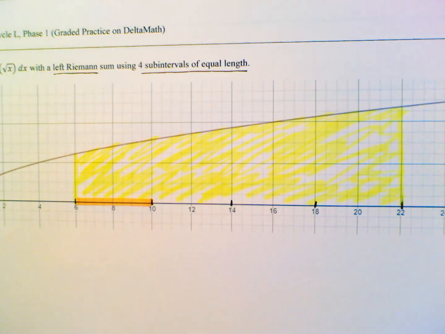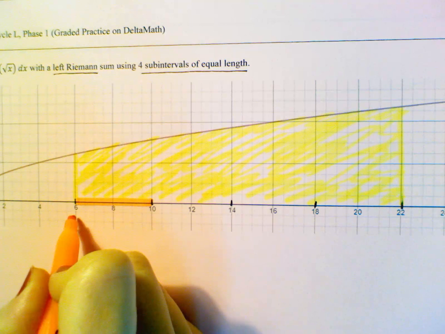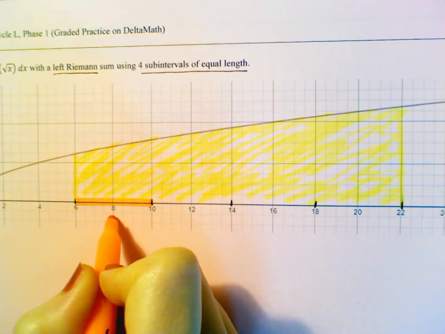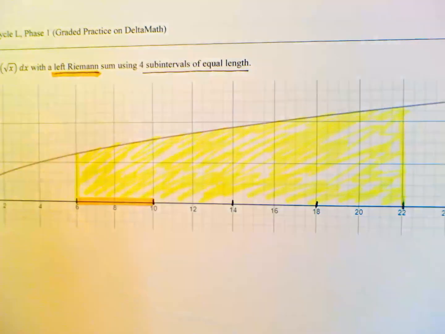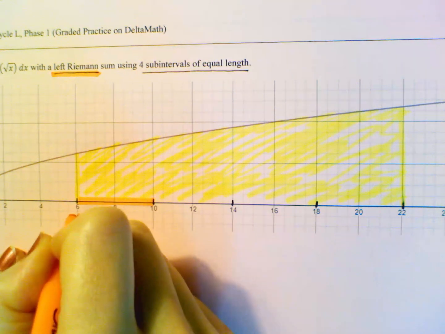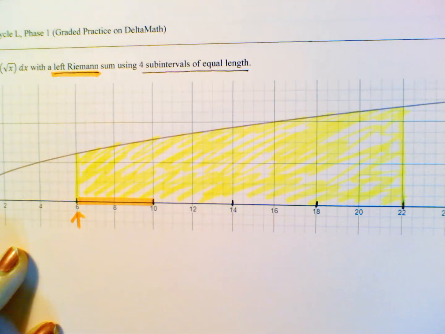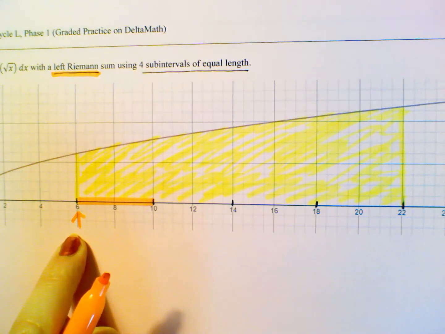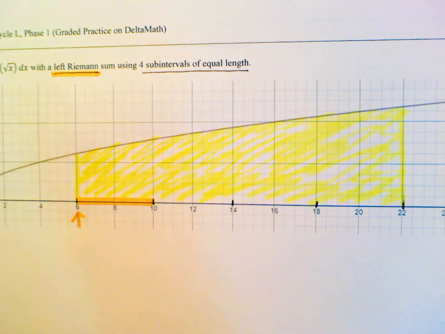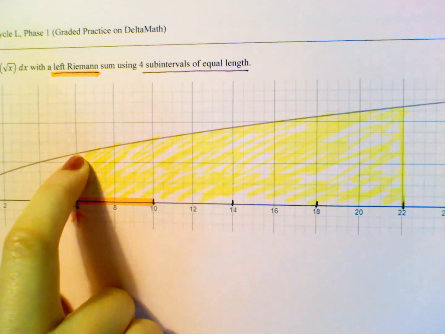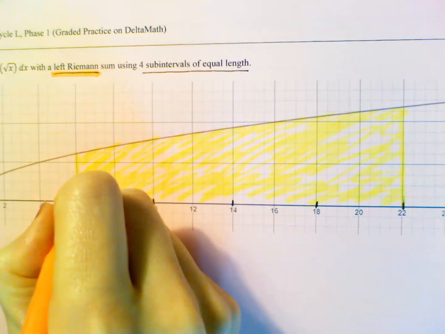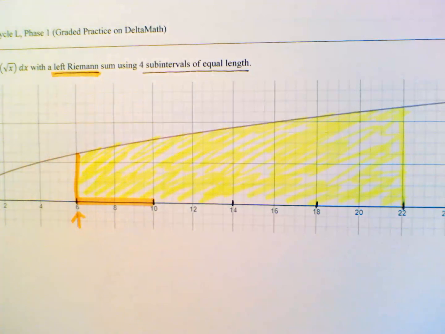Now for the height of the rectangle, here's the thing, guys. You're going to have 3 options for how to get the height. You can use the left endpoint of the subinterval, you could use the midpoint of the subinterval, or you could use the right endpoint of the subinterval. If we're doing a left Riemann sum, you're going to go to the left endpoint of the subinterval, and then that left endpoint is what's going to determine the height of the rectangle. So you plug this left endpoint into radical x, and that gives you this y value. You go to the left endpoint, and then you just go up to the graph.